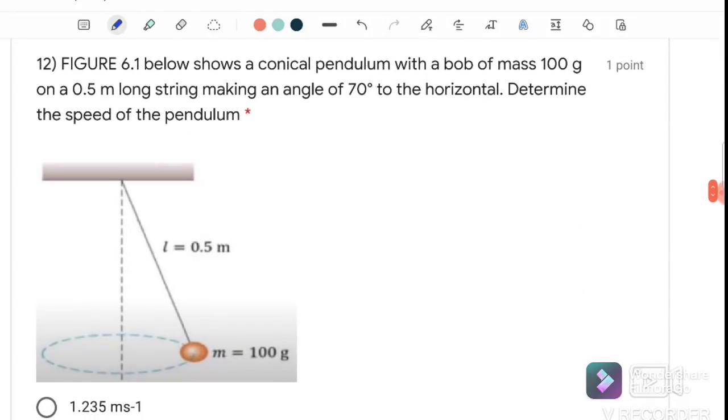Okay, question number 12 is actually chapter 6. Here we have a conical pendulum with a mass of 100 gram and the length is 0.5 meter, making an angle of 70 degree to the horizontal. Okay, so determine the speed of the pendulum.